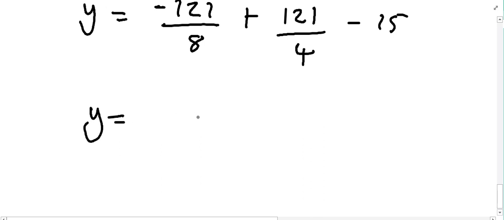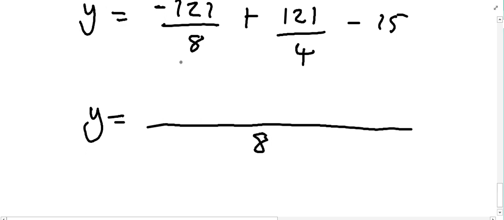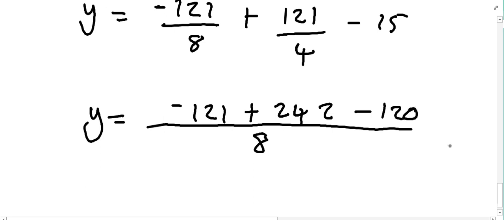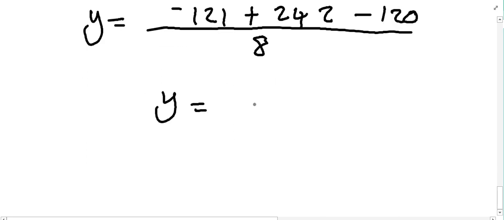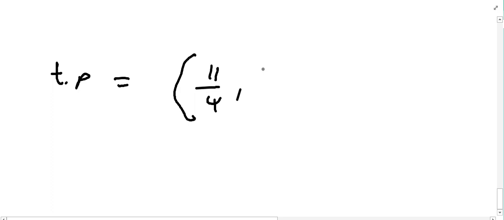So y is equal to the common denominator, which is 8. 8 into 8 is 8, so negative 121, then 8 into 4 is 2, so plus 242, and then minus 15 times 8, which gives you 120. When you work out the numerator nicely, you find that y is equal to 1/8. So that is our y. What is our turning point? Our turning point is simply open bracket 11/4, comma 1/8. That's surely our turning point.